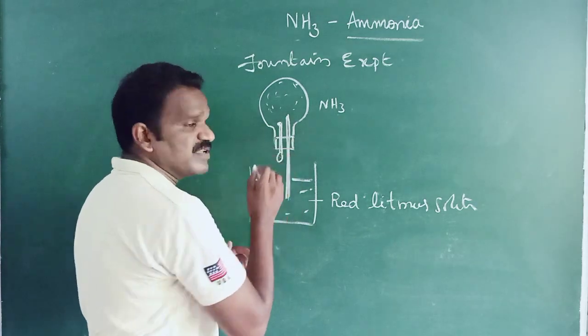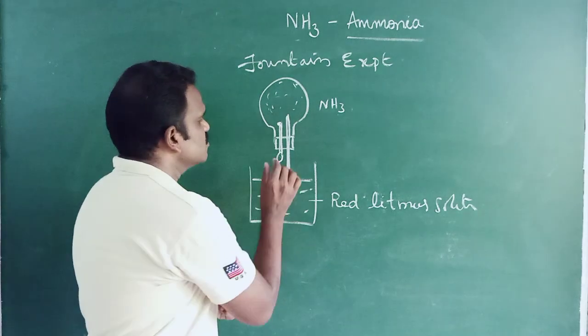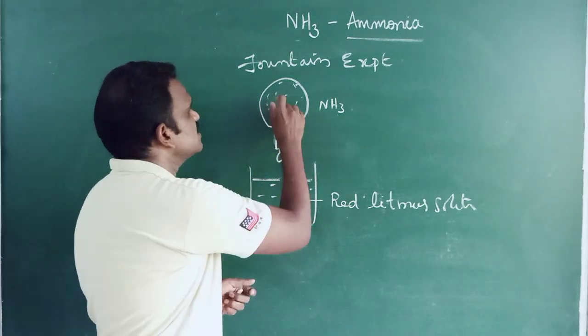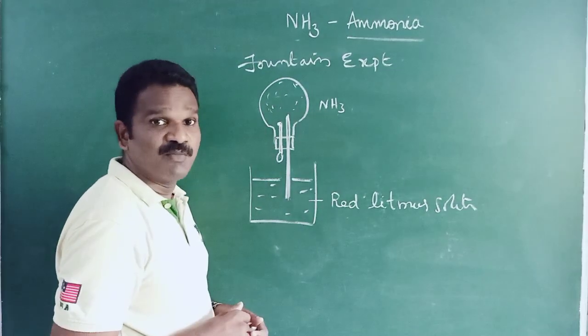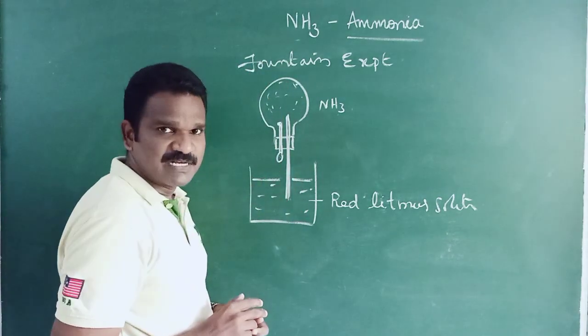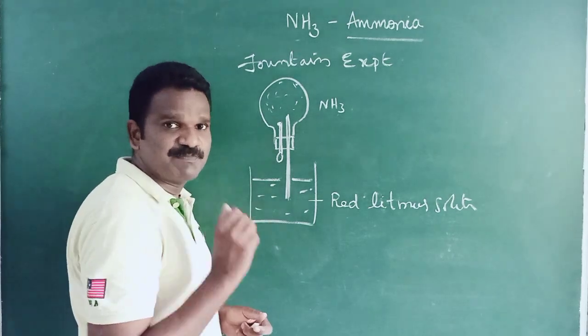So here we have an ink dropper. What is present in the ink dropper? A little amount of water is present. So we just pierce a little amount of water inside it. When we do, ammonia is dissolved in this water. Therefore, a little amount of vacuum is present, and we can find there is a decrease in pressure.